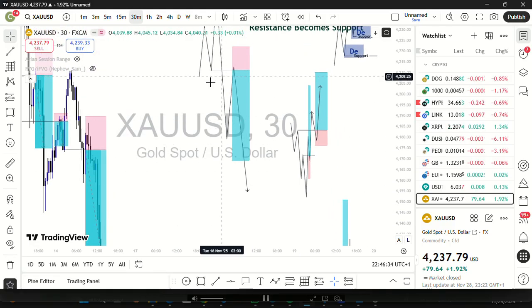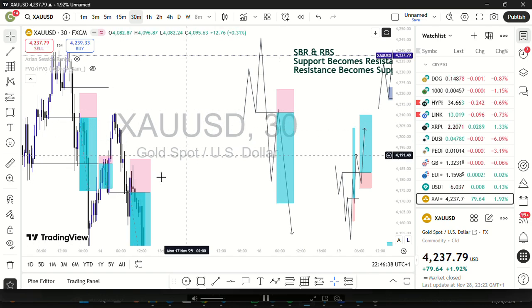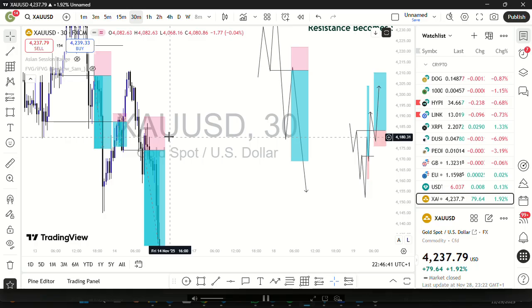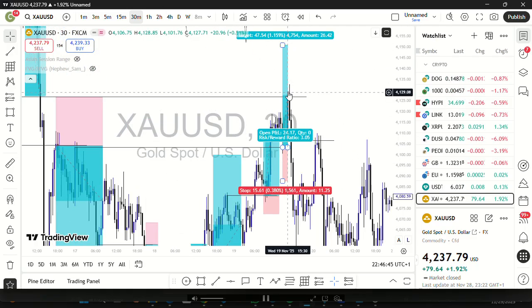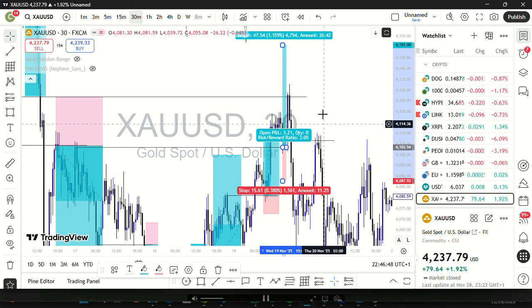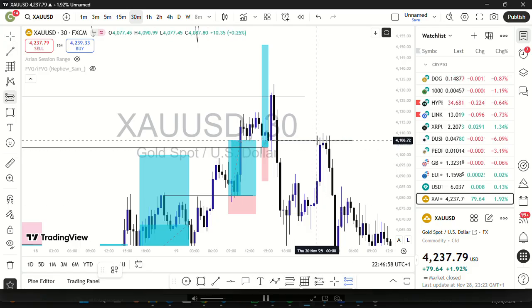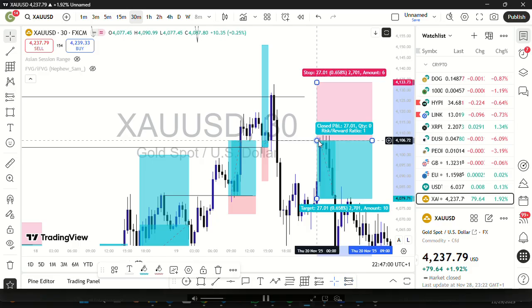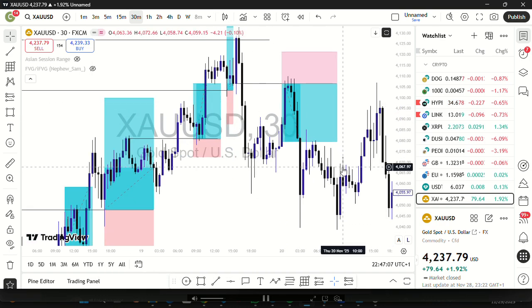And the same thing for this. This was what happened here. As you can see, this happened here, and this also happened here. So, back to this now. As you can see, this was a support that became resistance. I caught this one as well. These things work effortlessly on gold, I'm telling you. So I caught this one as well.